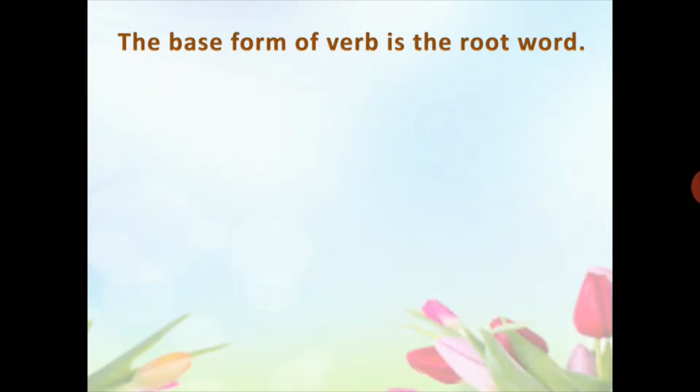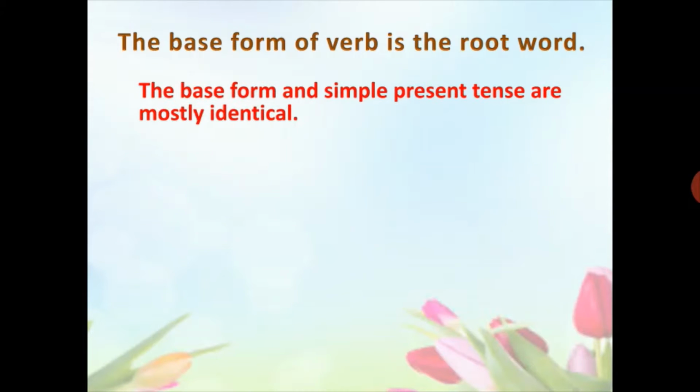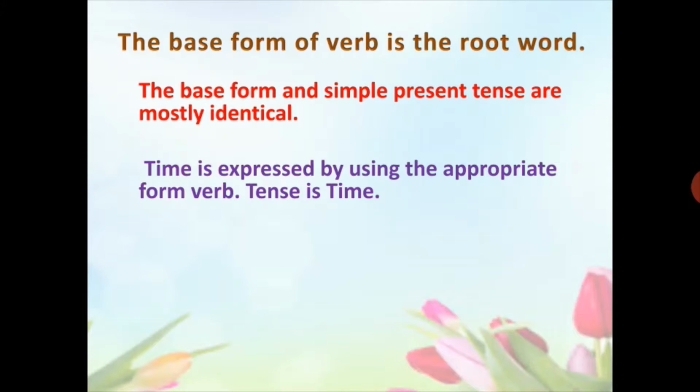The base form of verb is the root word. Why is it called the root word? Because other forms of verb are derived or made from this base form of verb. The base form and simple present tense are mostly identical. This means the base form of verb and the verb that is used in the simple present tense are identical.